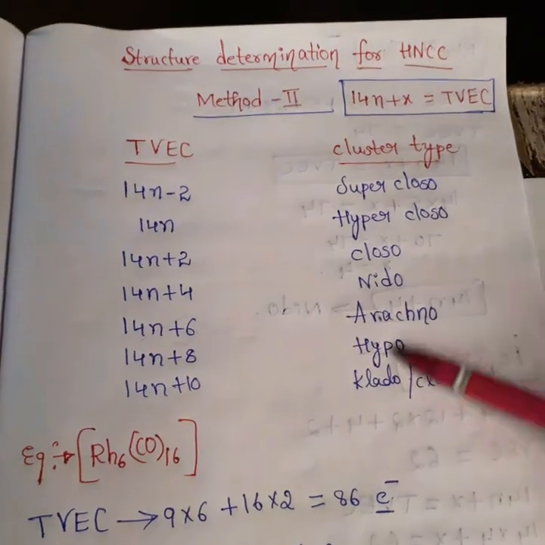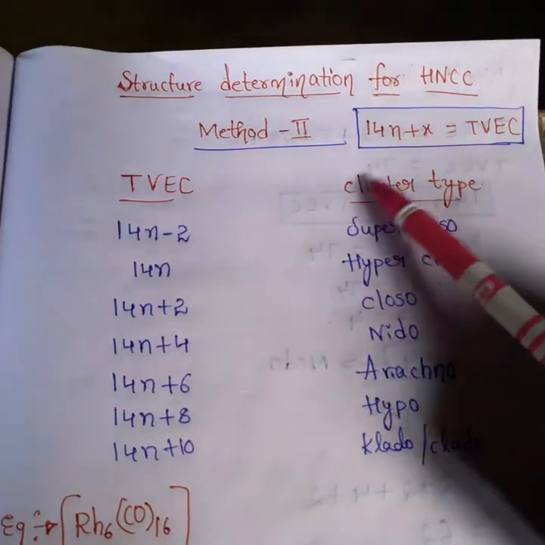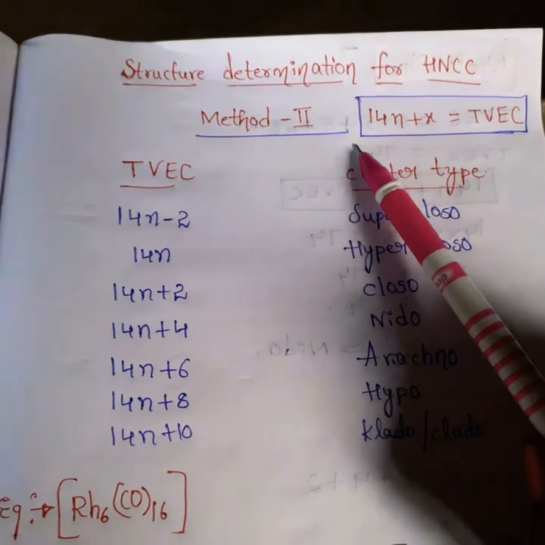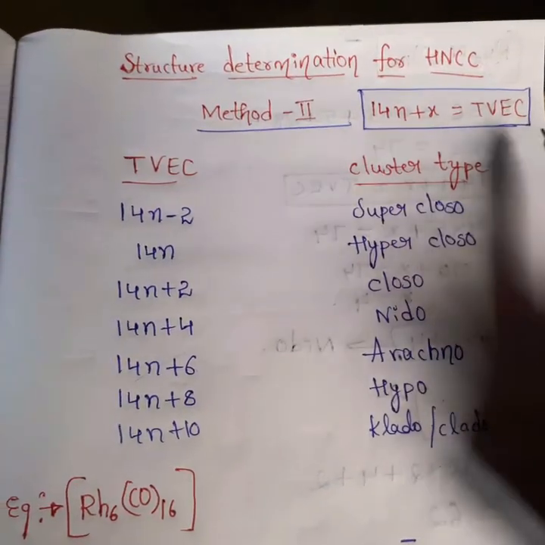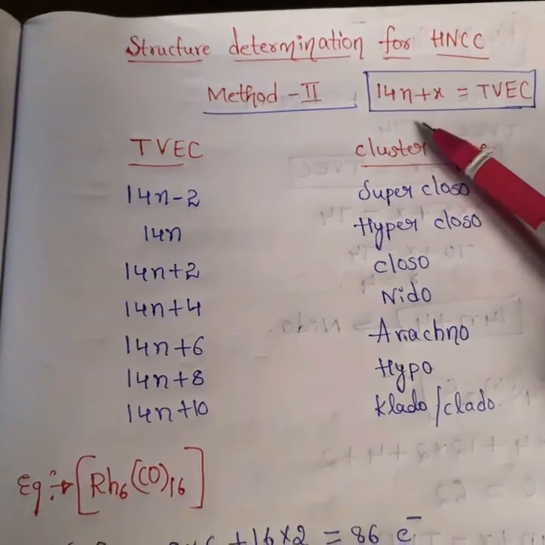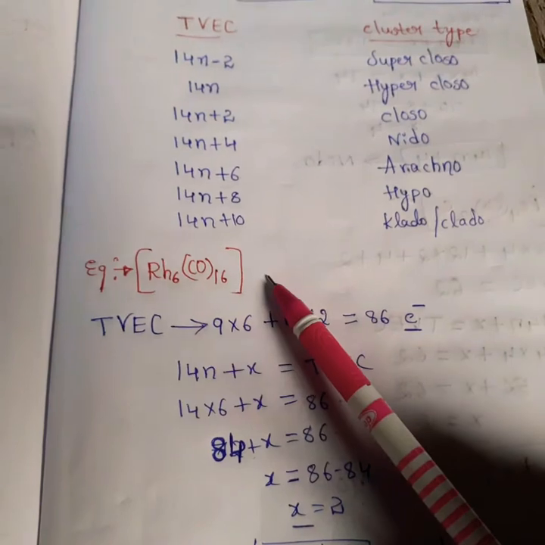Now we saw this. Just once again go through this. This is important: 14N plus X is equal to total valency electron count. Let us take some examples and apply this. This is the first example.